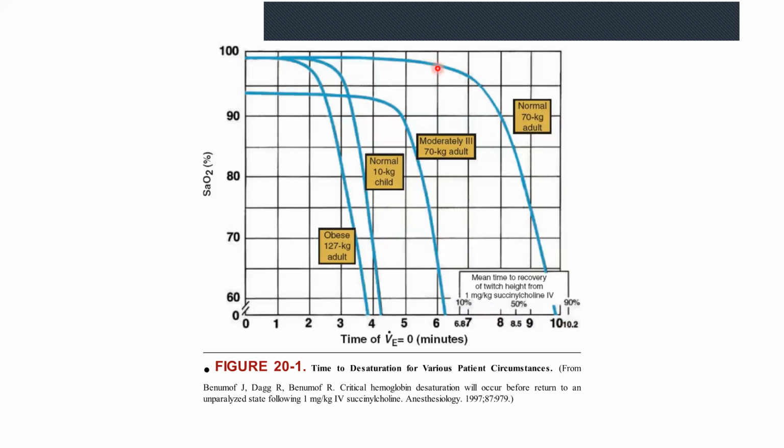Dia compare dengan patient kat ED, semua ill kan. Dia nak intubate pun patient yang ill. So patient yang moderately ill, normal weight, dia start at 4 minutes tu. After apnea, 4 minutes dia dah boleh desaturate. Okay. Yang normal child and also obese patient is faster lah. At 2 minutes and obese tu lagi lah 1 minute je. Dia akan start desaturate. So, you have to remember lah for this physiological changes in critical patient with regards to oxygen and apnea.